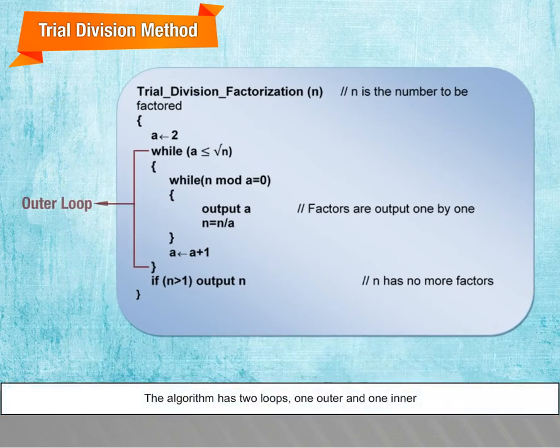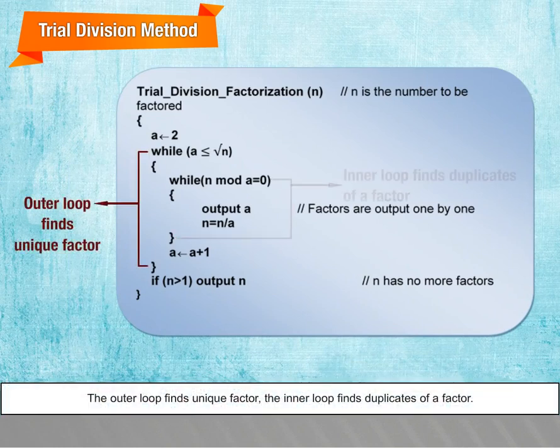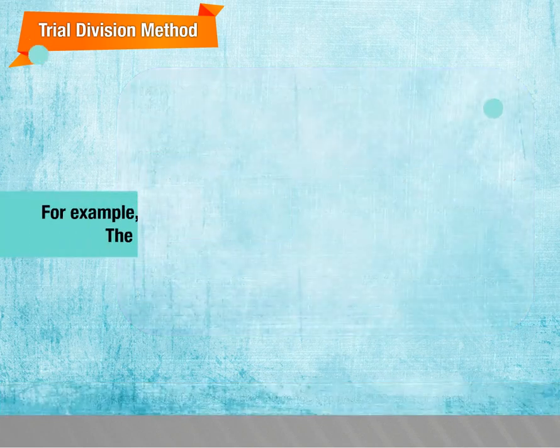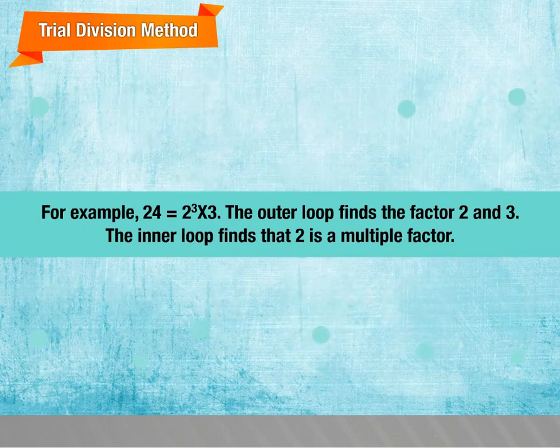The algorithm has two loops, one outer and one inner. The outer loop finds a unique factor. The inner loop finds duplicates of a factor. For example, 24 is equal to 2 cube into 3. The outer loop finds the factors 2 and 3. The inner loop finds that 2 is a multiple factor.